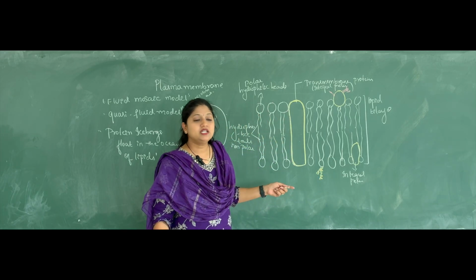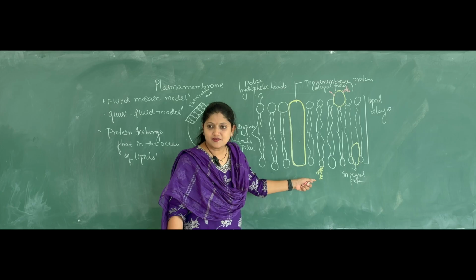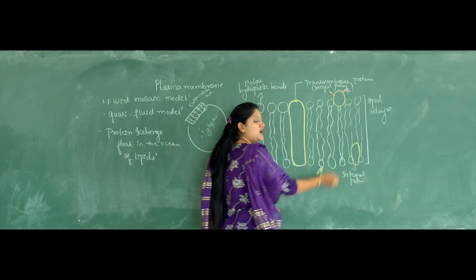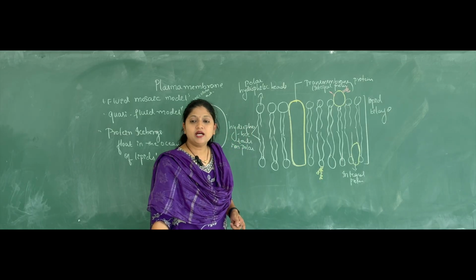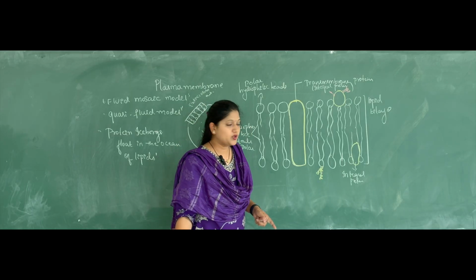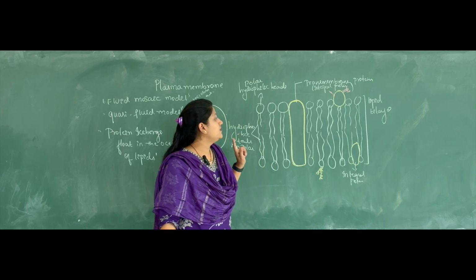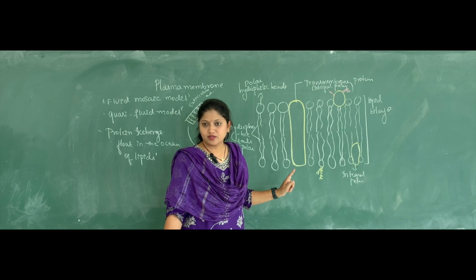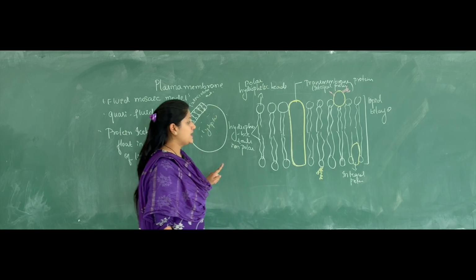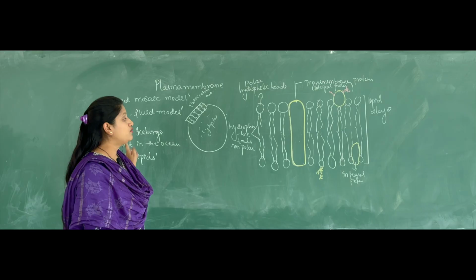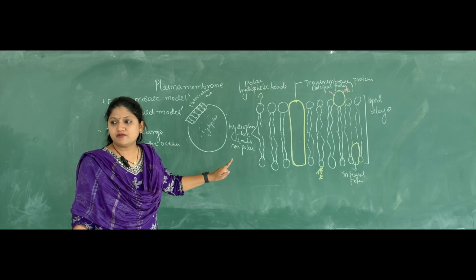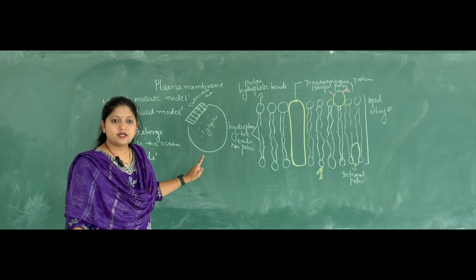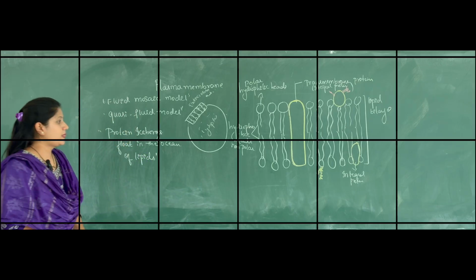And sometimes we also have carbohydrates attached either to the lipids like this, which are called glycolipids, or they are attached to the proteins like this, called glycoproteins, forming the glycoproteins. Okay, so this forms the structure of the plasma membrane. Okay, so this plasma membrane is a fluid mosaic model, which we have drawn as a fluid mosaic model. Okay, clear? Yes, note it down.